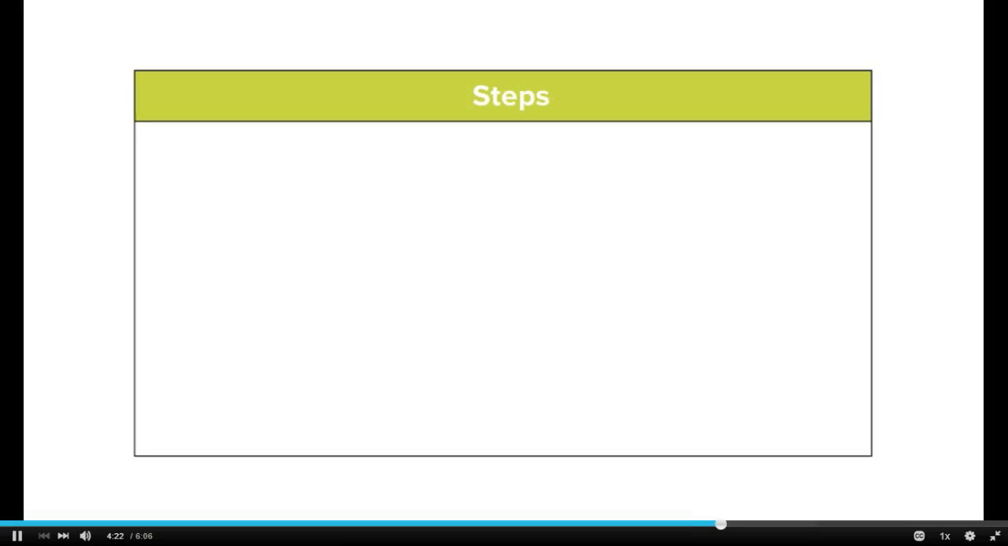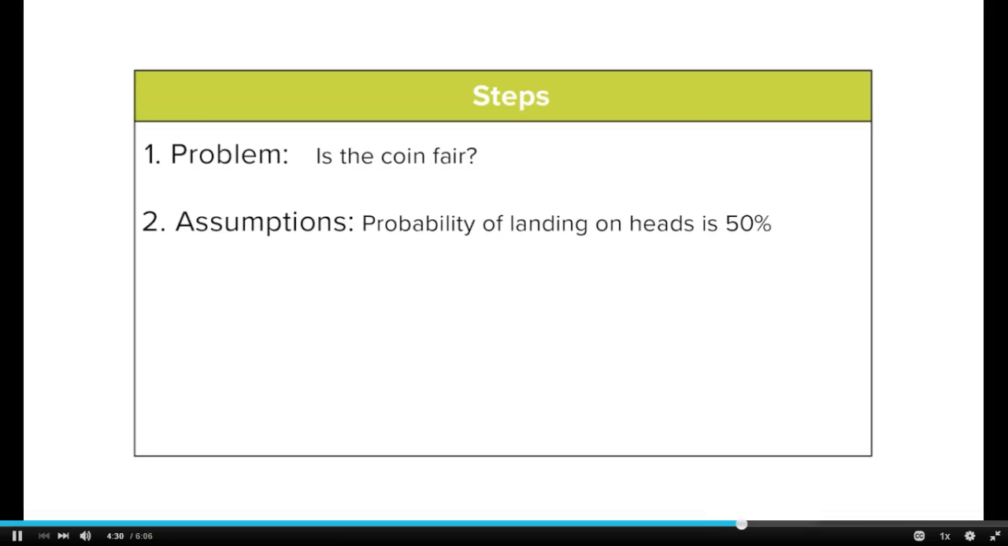Let's look at how we could solve this using our simulation procedure. For this situation, our first step is defining the problem. So we just state the question: is the coin fair? Next, we list our assumptions. We assume the probability that a coin will land on heads is 1/2 or 0.5, and the probability it will land on tails is also 0.5. Each flip does not affect the outcomes of any of the other flips.